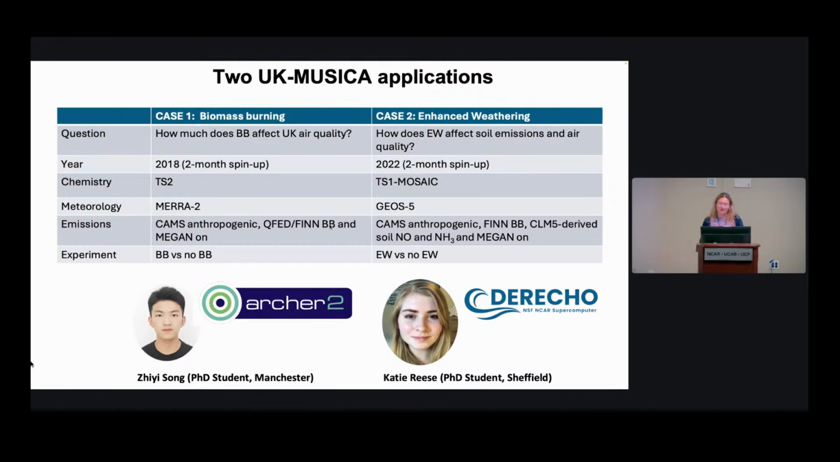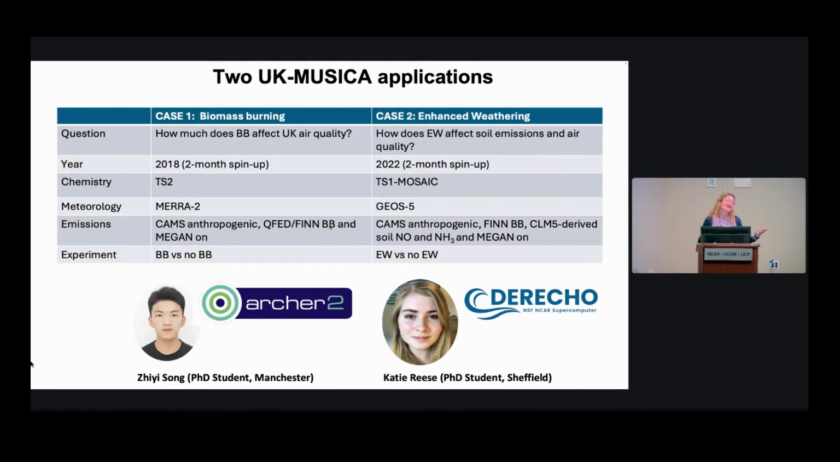We ran the year 2022. In this case, we used TS1 with MOSAIC, with the nitrates. One was with MERRA-2. So there are two different cases, but with the same application in the UK with GEOS5. We also use CAMS for our anthropogenic emissions. We also added soil nitrogen emissions from CLM5, and we ran two simulations, one with weathering and another one without weathering. These are work done by two PhD students, CG in Manchester and Katie in Sheffield.